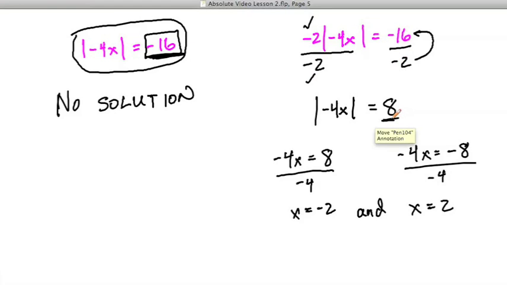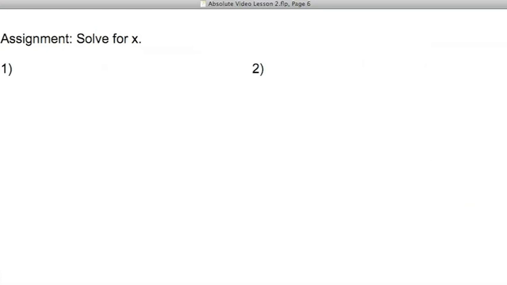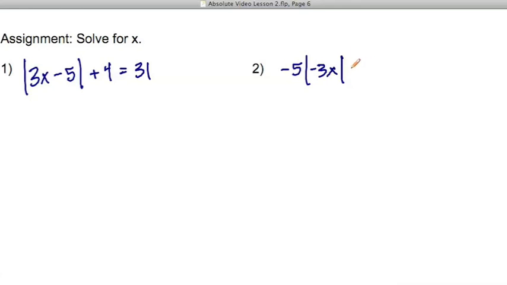All right. So I'm going to show you your practice problems now. There's only 2 of them, but they are pretty challenging. Call or text if you have any questions, please. But if you want to go back and rewatch the lesson, you can always do that. Remember, you can pause. So we've got 3 times the absolute value of x minus 5, plus 4 equals 31. And this one is especially difficult: negative 5, absolute value 3x minus 2 equals. I'm just going to give you a hint over here.